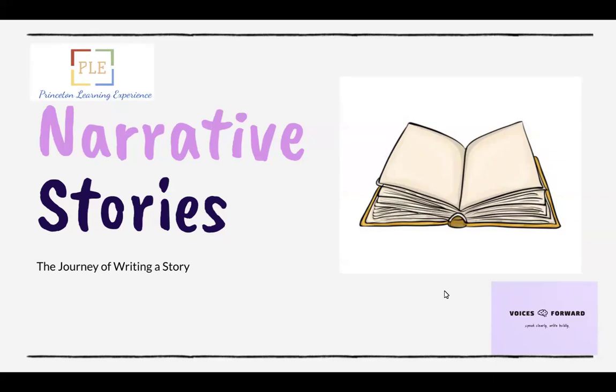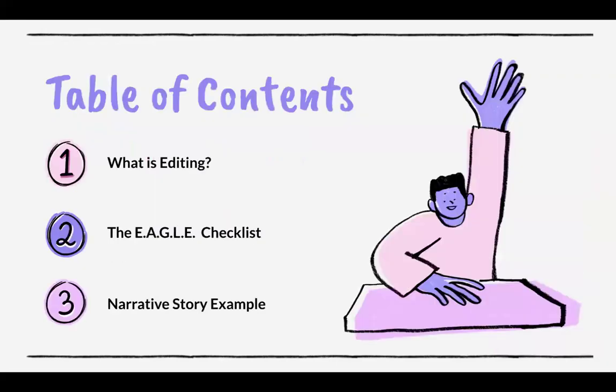Today is our last lesson, and we will be learning about editing. So, first, we're going to look at what editing is. Then, we're going to look at the Eagle checklist, which is a checklist to help you edit. And then, lastly, we'll look at an example edit in a narrative story.